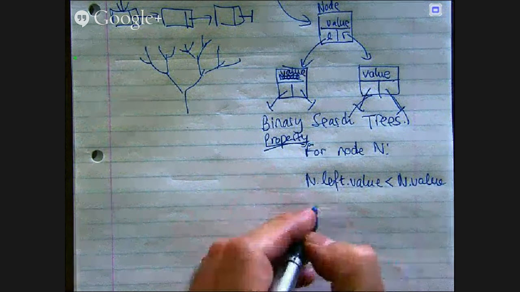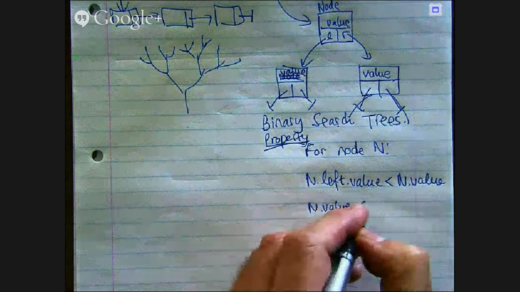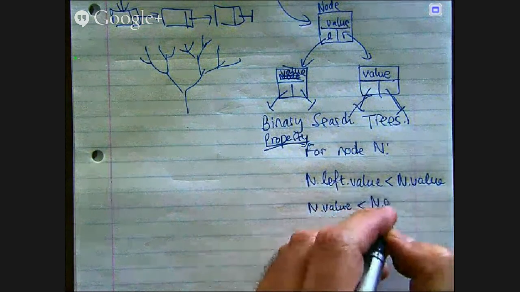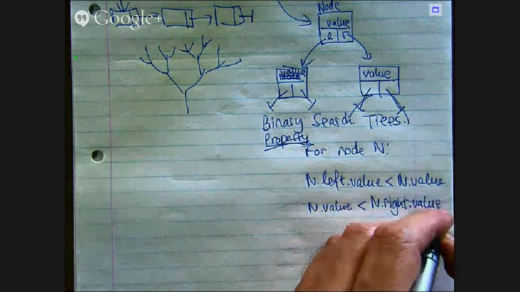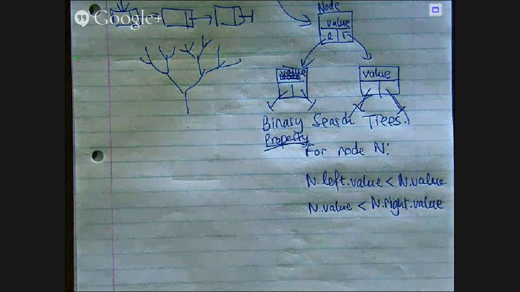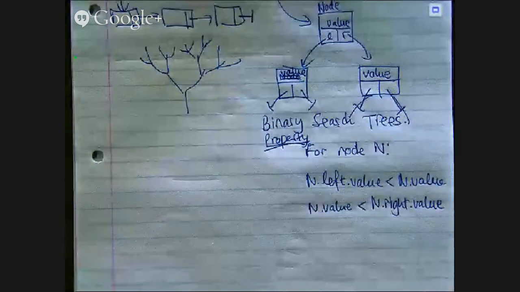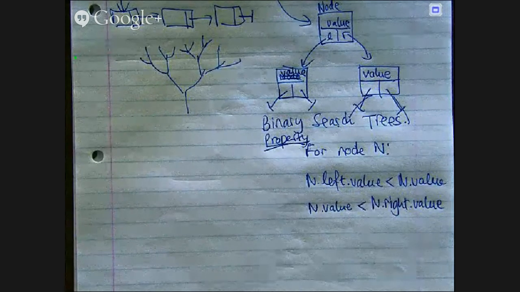And the opposite is true for the right-hand side. So if I am node n, then my value is smaller than the values of all the children on my right-hand side. So I'm a node, smaller to my left, bigger to my right. And I'm going to write an insert that will respect this.